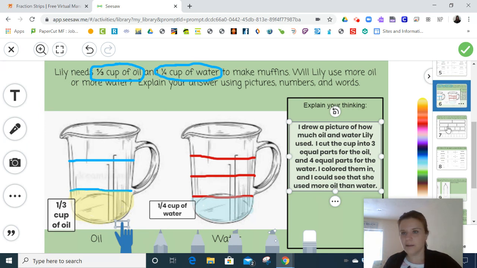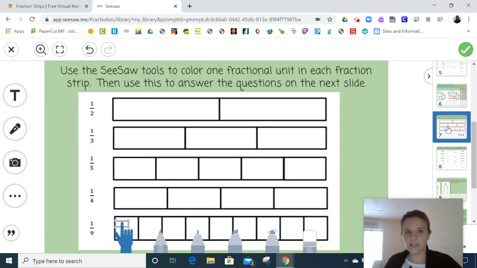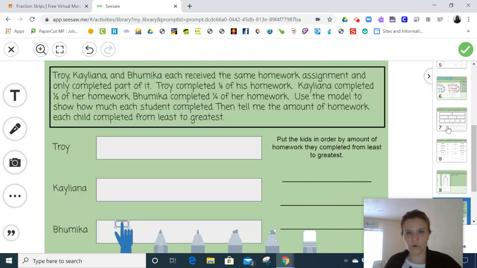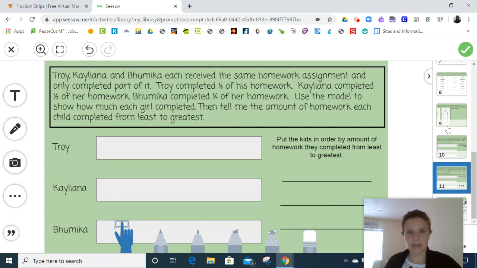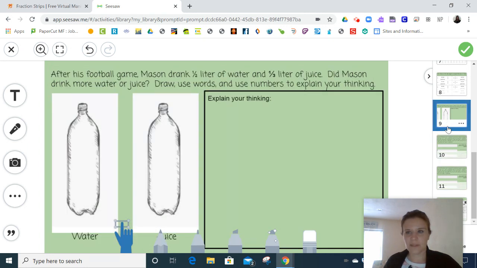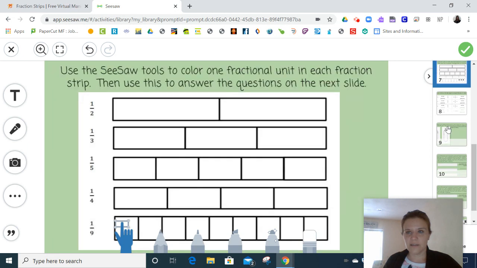All right. If you take a look at the next couple of slides, you'll notice that your job is going to be to do more of what we did together. Okay. And do your very best work and try to show me your thinking if you can. You can use your fraction bars as a model that you color in, or you can use the fraction strips on the fraction strip virtual website. So whatever's easier for you, good luck and have fun.